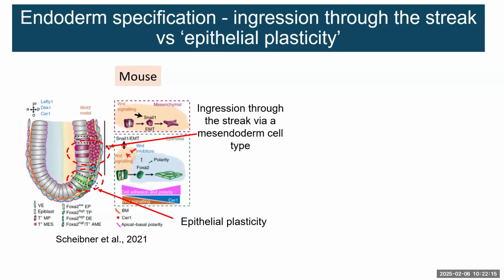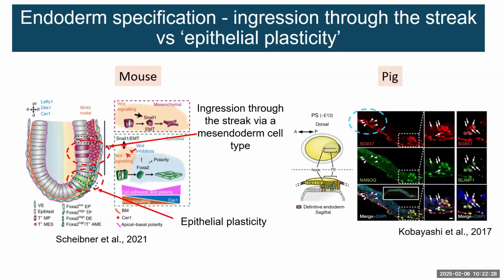There is evidence that some of the contribution of the endoderm comes also from these cells here, what we call the mesendoderm, these progenitor populations. That's what has been the long-standing paradigm in the mouse.